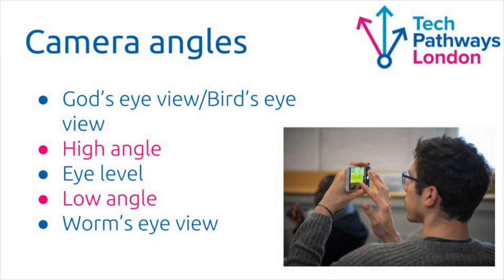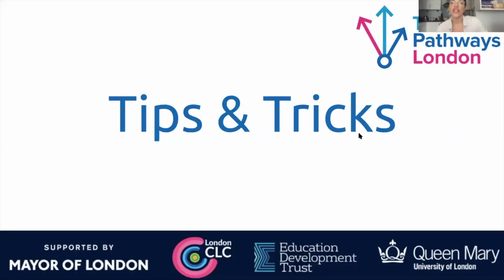Your low angle, which I describe as the angle you'd get if a small child took a picture of you. And then you've got your worm's eye view, which is from the floor. It's a really interesting angle and not very often used, but it can give a really interesting perspective, so it's worth exploring those things. For the next bit, I thought we'd have a look at some tips and tricks with filmmaking, specifically with mobile devices.